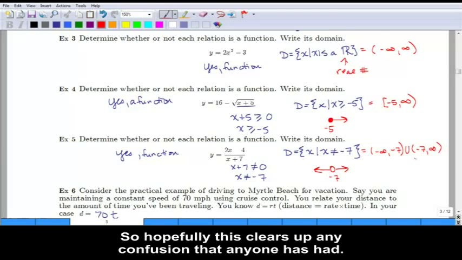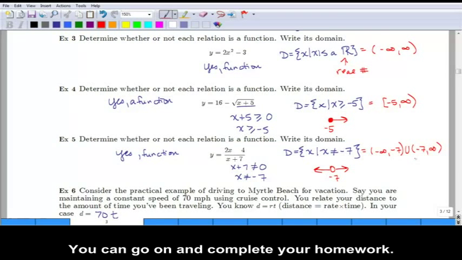So hopefully this clears up any confusion that anyone has had. You can go on and complete your homework.